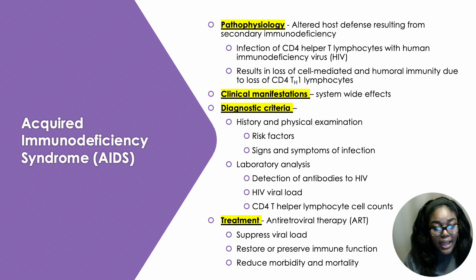And then they also look at the T helper lymphocyte counts because that's the type of cell that HIV attacks and proliferates in. As far as your treatment, you have antiretroviral therapy, ART therapy, and what it's structured to do is to suppress that HIV viral load. It's to help preserve immune function or help restore it if you catch it in enough time, and it hopefully reduces morbidity and mortality as it relates to AIDS. So again, in order to progress to AIDS, HIV has to develop and it has to proliferate so much, and then it develops into AIDS.